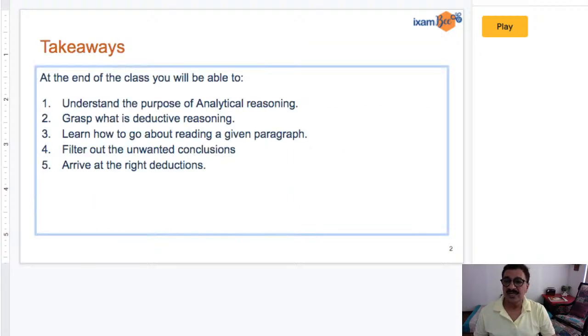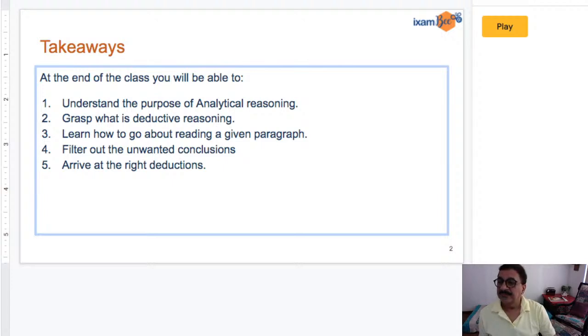Now with this in the background, let's see at the end of the class what we are going to take away. At the end of this class, I hope, if you followed the lectures as I'm going to be telling you, you will be able to understand the purpose of analytical reasoning, A. B, you will also understand what is deductive reasoning, because there are two kinds of reasoning. Here we are concentrating on deductive reasoning. Learn how to go about reading a given paragraph. So when a para is given to you, we have limited time at our disposal, and therefore you have to quickly read, grasp, try to come to the central point there. Filter out the unwanted conclusions and arrive at the right deductions. So these are going to be your takeaways at the end of this class.